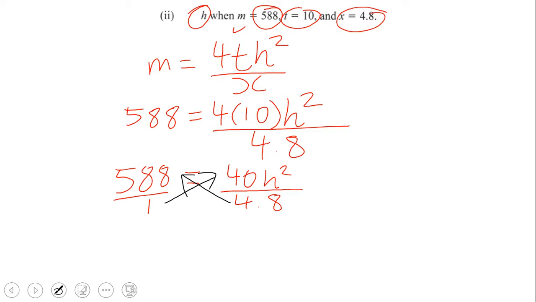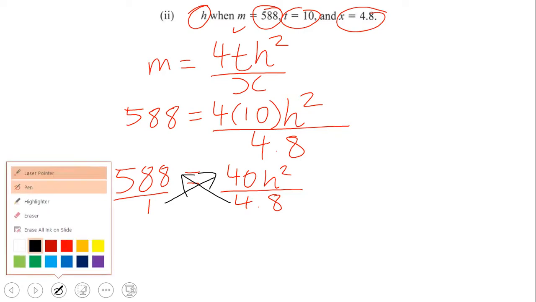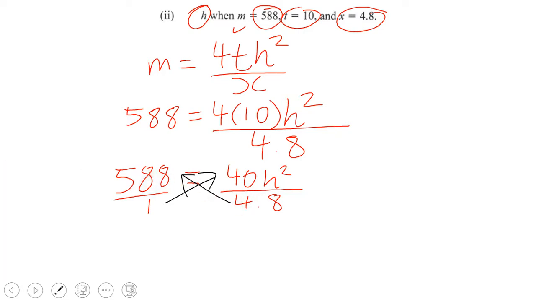What is 4.8 multiplied by 588? Okay, so the first thing we're going to do is multiply 4.8 by 588. Let's write that down so that we can have it written. So 588 multiplied by 4.8 is going to be equal to, notice that we have 1 multiplied by 48 squared. The next thing we do, we say, what is 588 multiplied by 4.8?